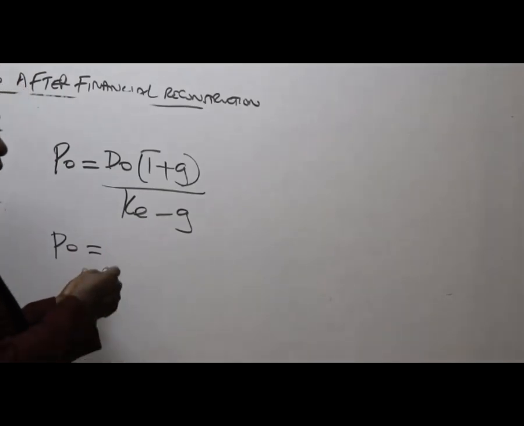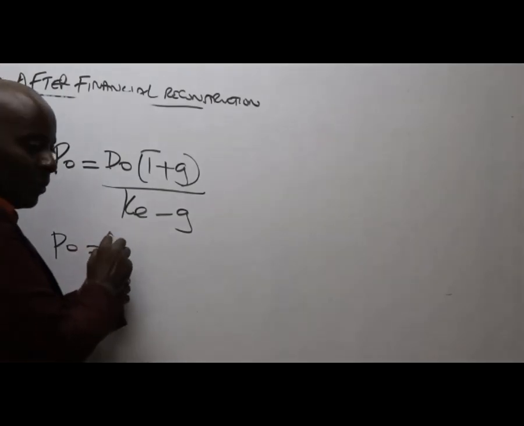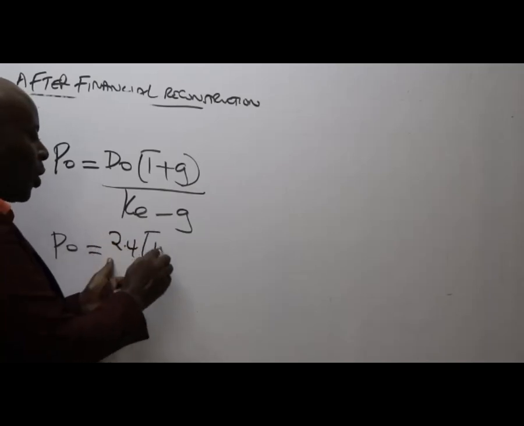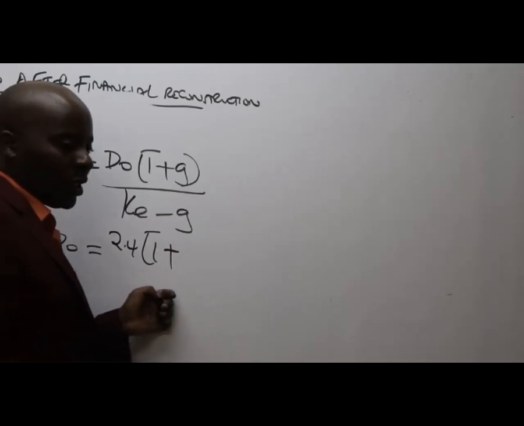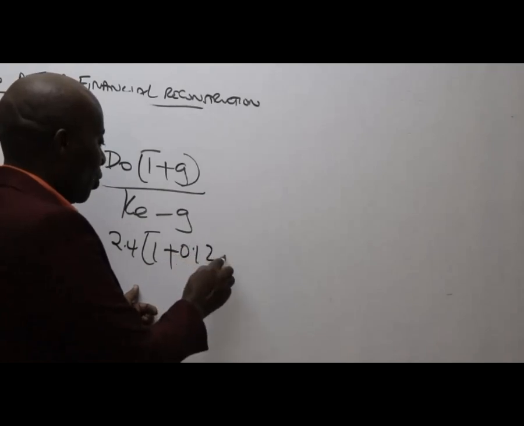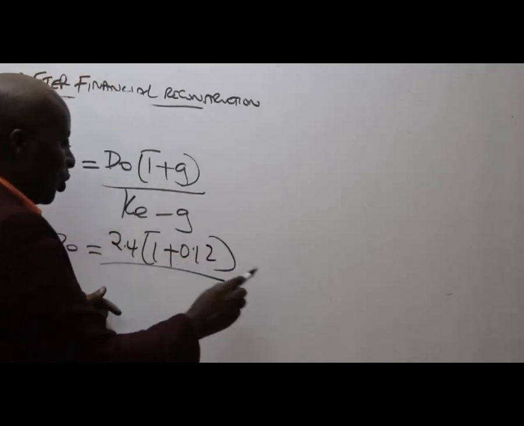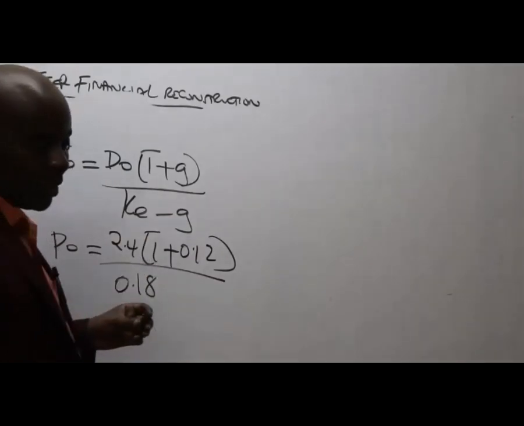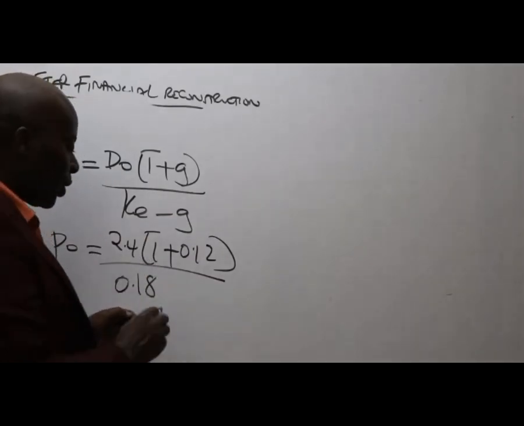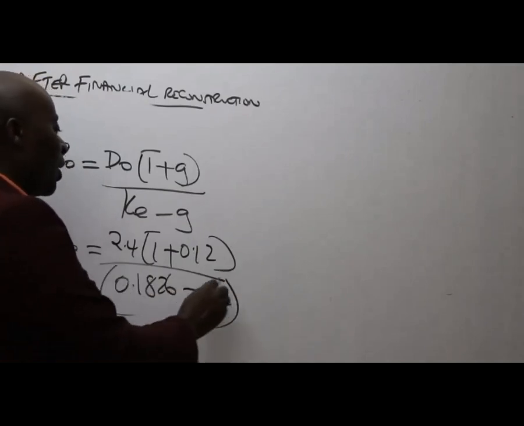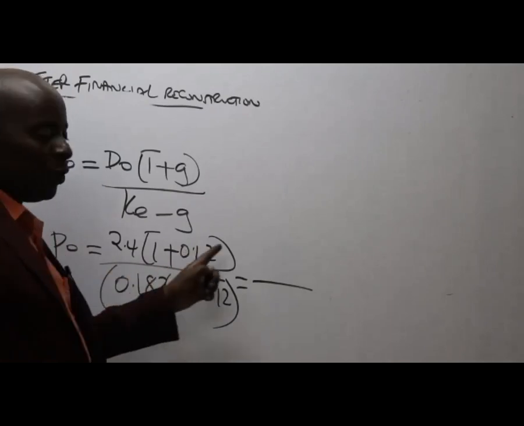So the DO is what amount? Somebody remind us. It's 2.4 into 1 plus growth rate. What is the growth rate? 0.12. All over cost of equity. We wrote the cost of equity here. Was it 0.18? Please remind us. 0.1826 minus the 0.12.